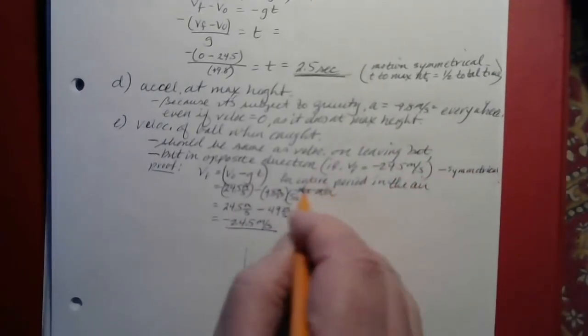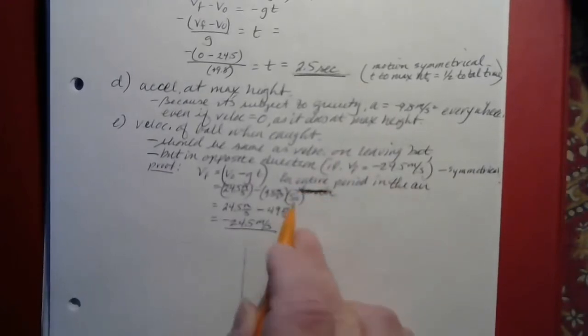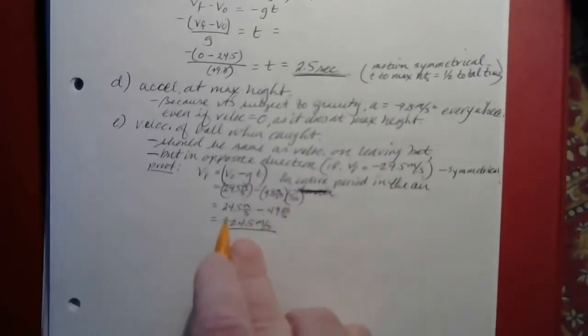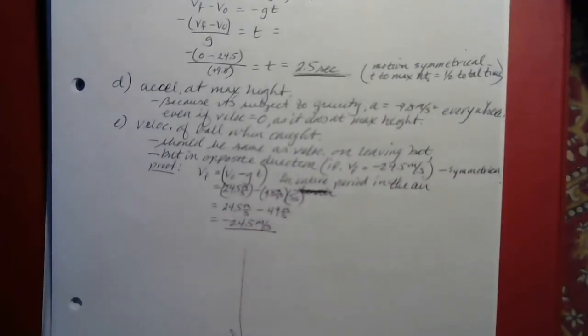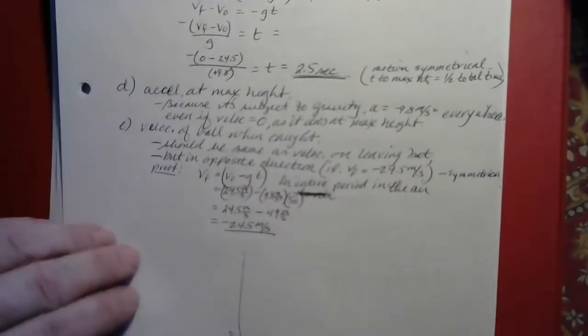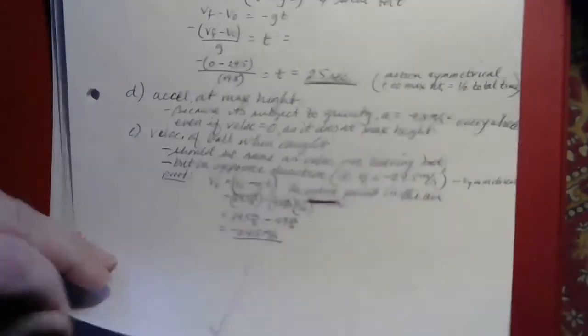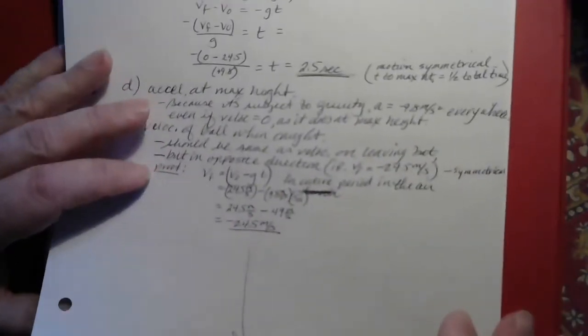And let's get rid of this because that's confusing there. Total time is 5 seconds. You end up with 24.5 minus 49. That's negative 24.5, which is exactly what we thought it was going to be. So there you go. Projectile motion is indeed symmetrical.